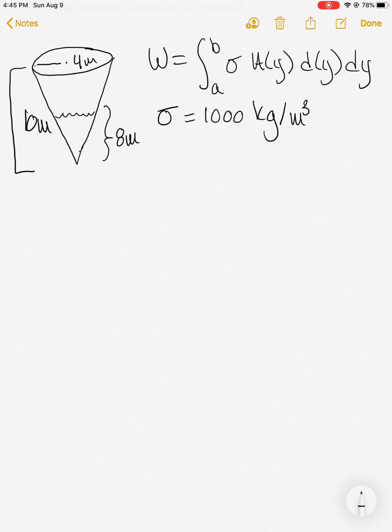And now we need to find the distance. So distance will be 10 minus y. The reason for this being that the water at the very bottom of the cone would take much longer to get out of the top of the cone than the water at the very, very top. Since the distance can't be ignored, we need to do this.